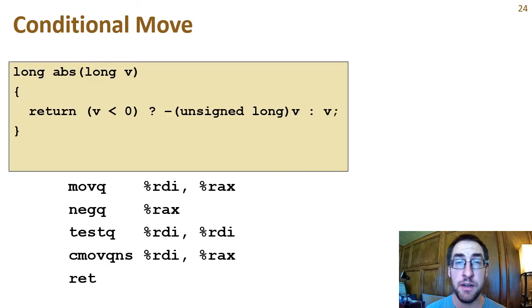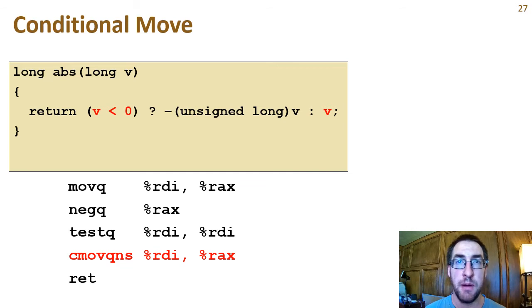At any rate, we can generate code using a conditional move for this function. Here we generate the then portion. We put negative v into the return value register RAX. Here's the test condition. We don't have to do anything for the else part since v is already in RDI.